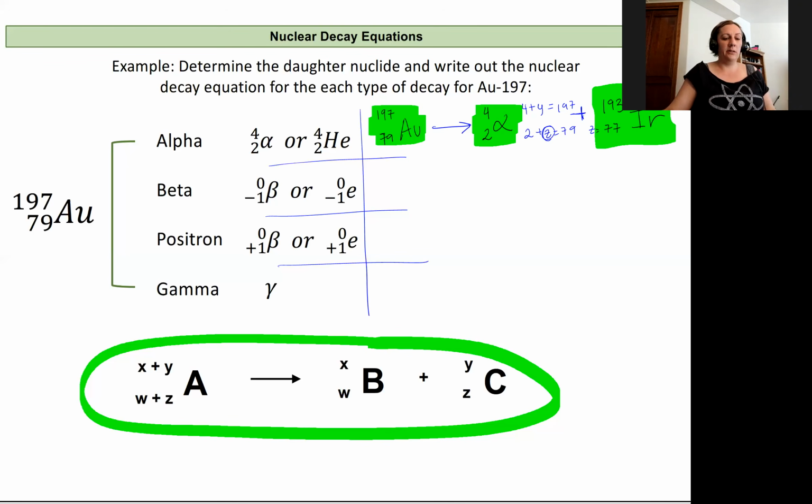All right, so let's try that for a beta particle now. So same starting point, my gold 197. And now I'm going to have something with a mass number of 0 and -1. And again, you can do the beta or the E symbol. So 79 is going to equal -1 plus 80. And my 197 plus 0 will equal 197. And so my product here is going to be mercury.